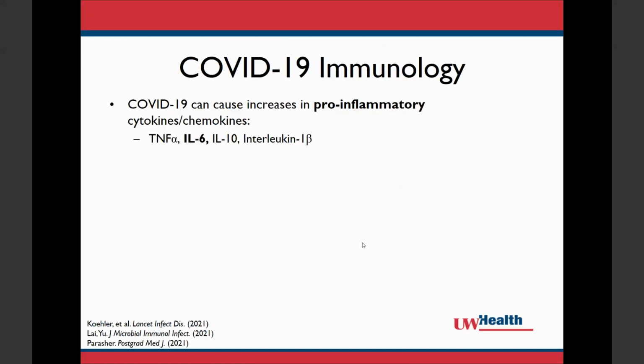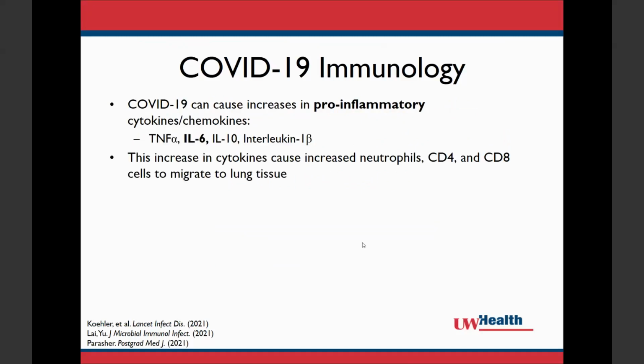So COVID-19 itself is a unique infection that can affect our immune system. So we'll walk through some of the normal responses that our bodies have after infection with COVID. COVID can cause increases in these pro-inflammatory cytokines or chemokines, which includes TNF alpha or IL-6. This can be thought of as that cytokine storm that leads to increased neutrophil response, increased T cell response, and all of those migrating to the lung tissue.